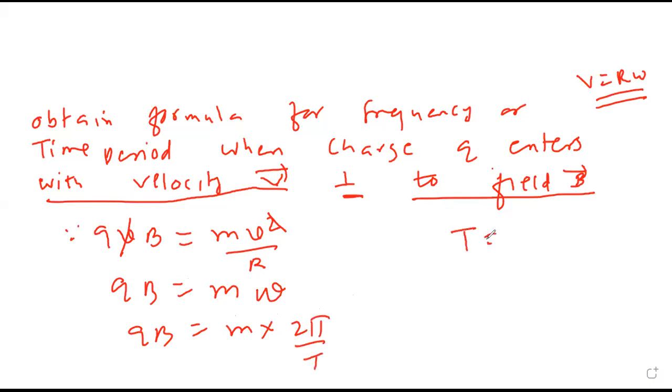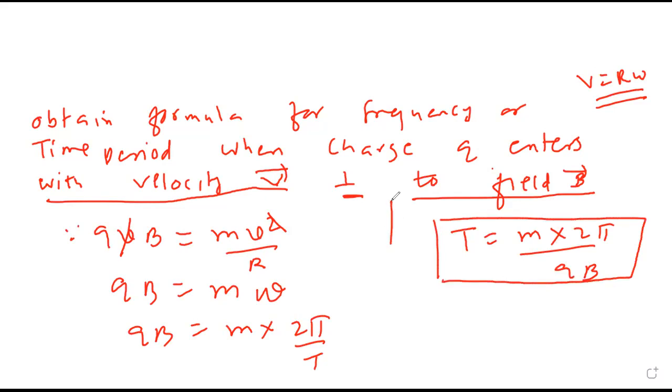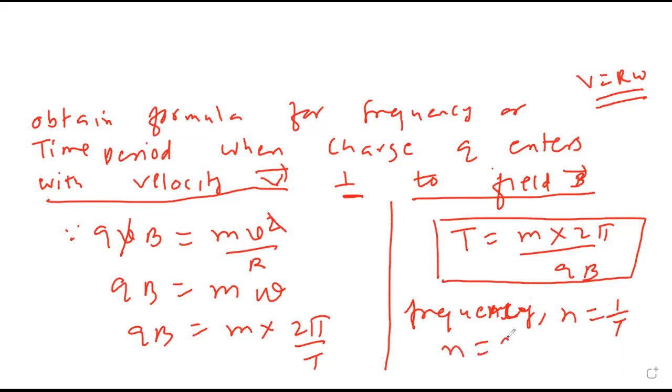So can you say time period is m into 2 pi upon qB, and frequency n equals the reciprocal of time period. So n will become qB upon 2 pi m. Write this much. Time period is 2 pi m upon qB. Frequency is qB upon 2 pi m.